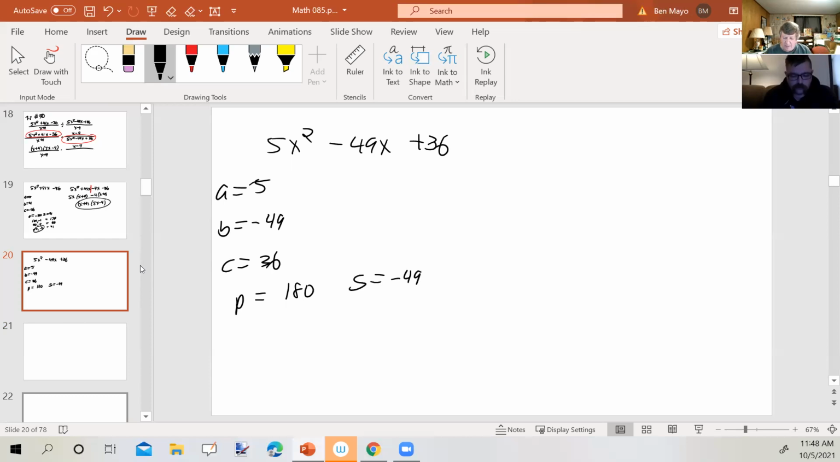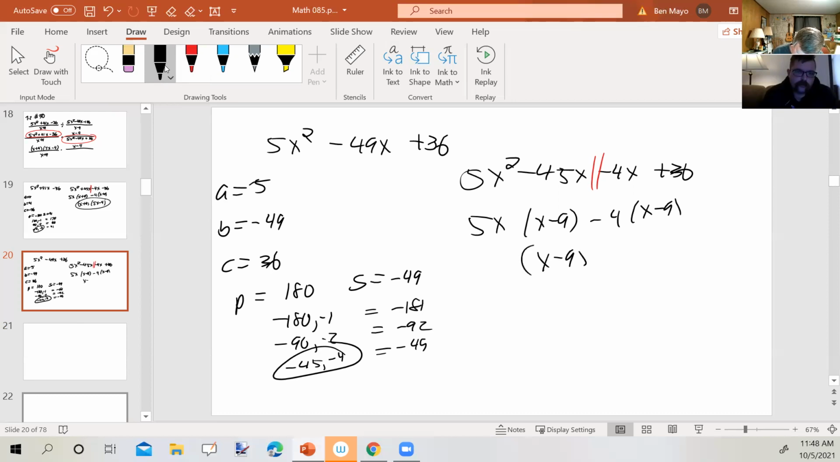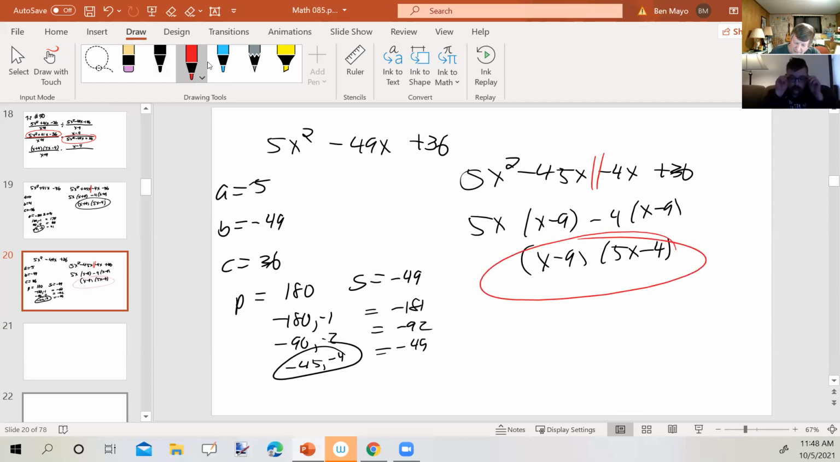Okay. So now the bigger number has to be negative. So how about negative 180 and negative 1? That would be negative 181, negative 90 and negative 2, that would be negative 92, negative 45 and negative 4, that would be negative 49. There's our two numbers. 5x squared minus 45x minus 4x plus 36. Factoring by grouping. Take out a 5x, leaving an x minus 9, and a minus 4, x minus 9, 5x minus 4. So that's going to go back up there.